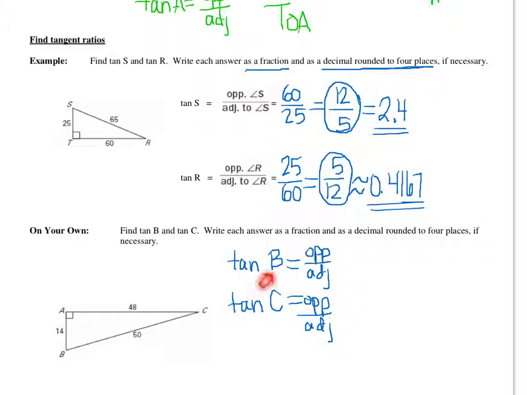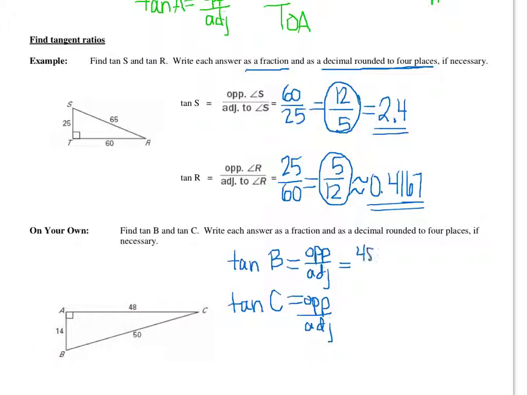So for this first one, we're looking at angle B. Angle B is right here. 50 is my hypotenuse. It's across from my right angle. I'm not using it. My opposite leg would be 48. My adjacent leg is 14. So it's 48 over 14 for the tangent of B.